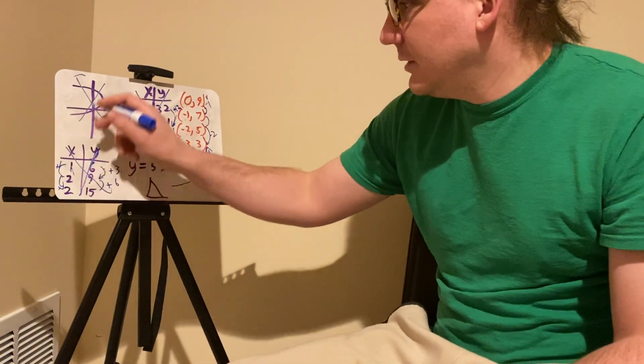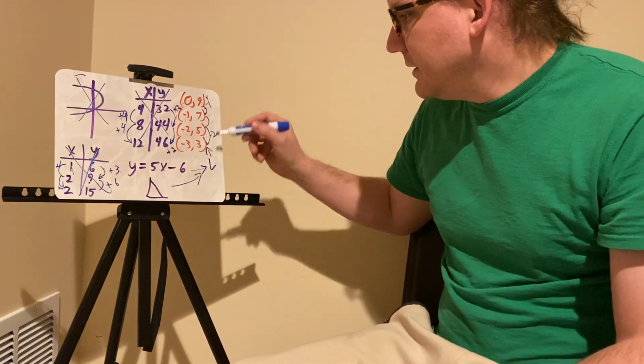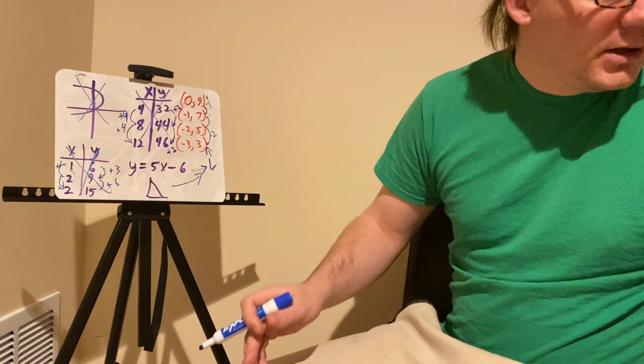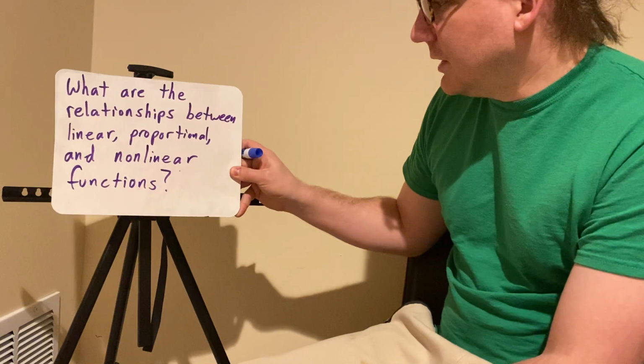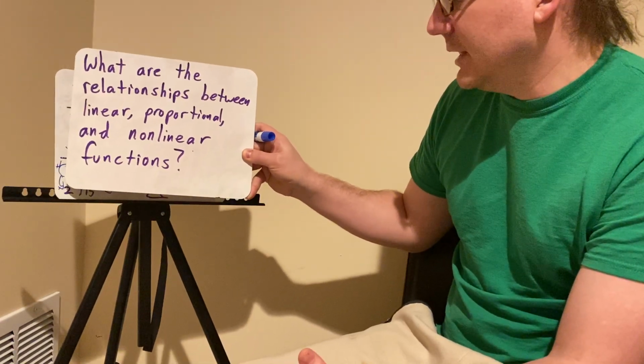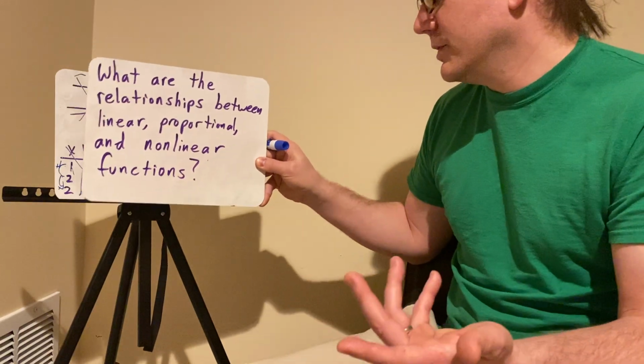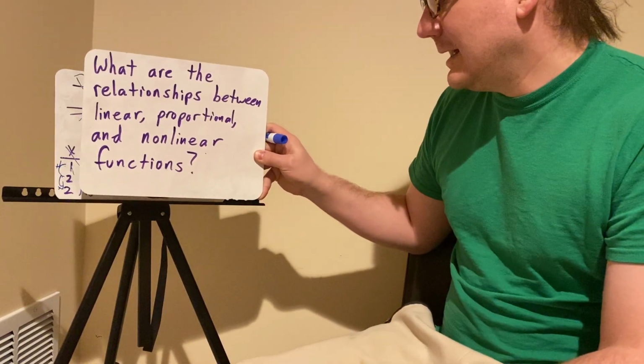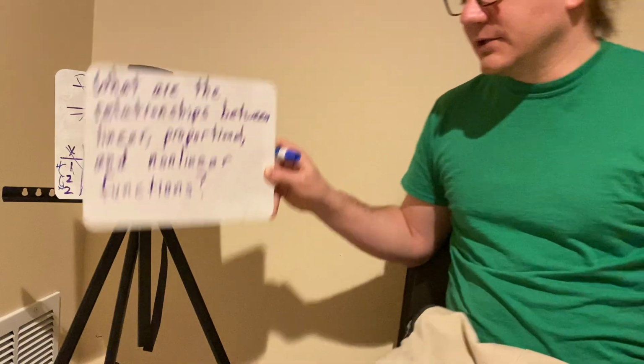So this is not linear, not linear, not linear, and then these three over here are linear. What are the relationships between linear, proportional, and nonlinear functions? Just remember linear is straight lines, and proportional is a straight line through the origin. And you're pretty good, because if it's not a straight line, it's not linear.